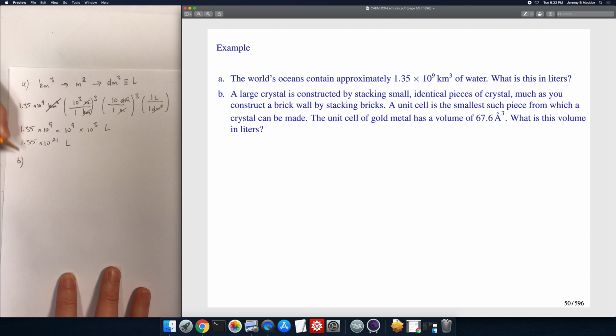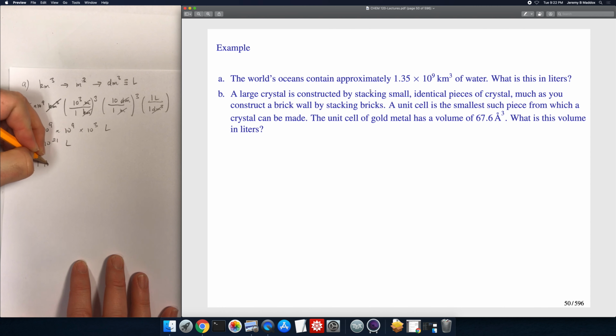Let's try another one. Let's do part B. Here is a microscopic version of the same problem. Here we're given the volume of the unit cell of gold metal, and we're told that that volume is 67.6 cubic angstroms, which is going to be very small, and we're being asked to convert that to liters. So one thing that we're going to need to know is that 1 angstrom is 10 to the minus 10 meters. Okay, so that's the conversion factor that we'll need.